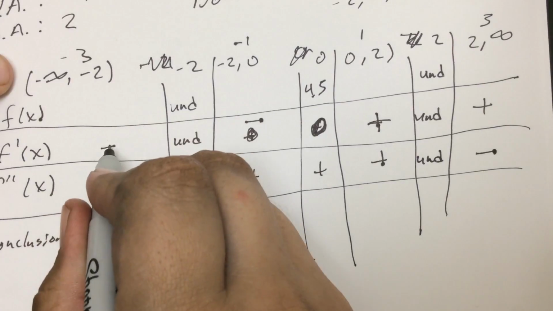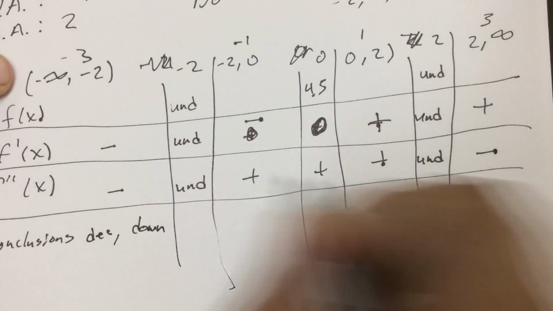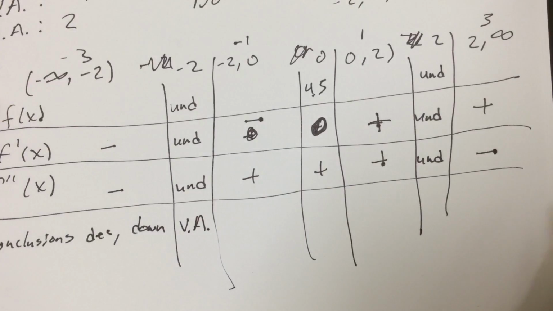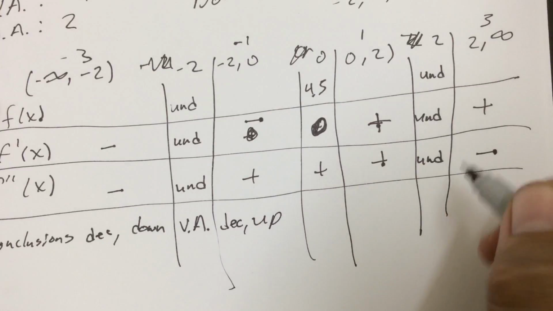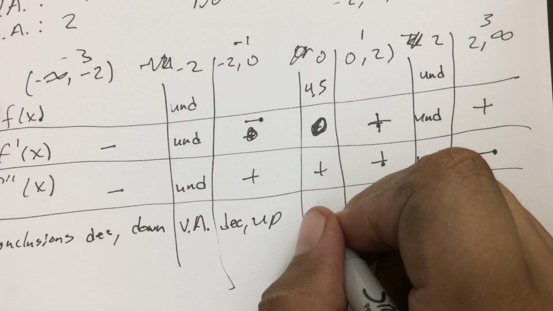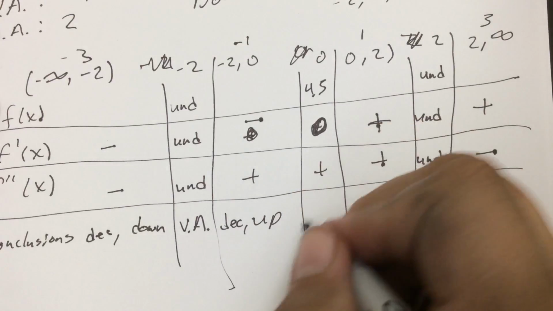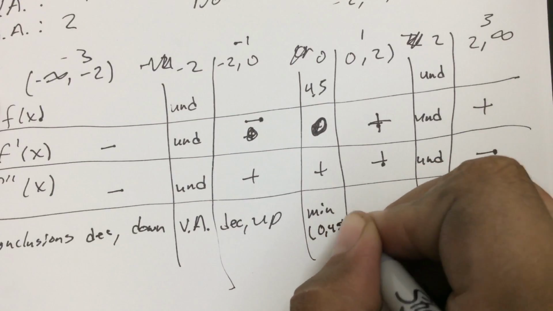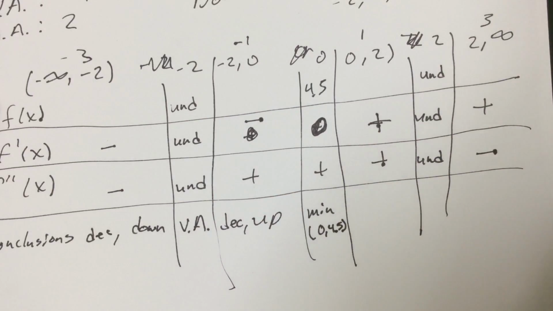So what does that mean? Well, if we're negative and negative, this means we are decreasing and down. This one is a vertical asymptote because we're undefined, which is what we want. Here we would be decreasing and up. Here, because it's positive and it was a 0, that means this is a min. And it's at the point 0, 4.5, with 0 being the x and 4.5 what we get out of it.